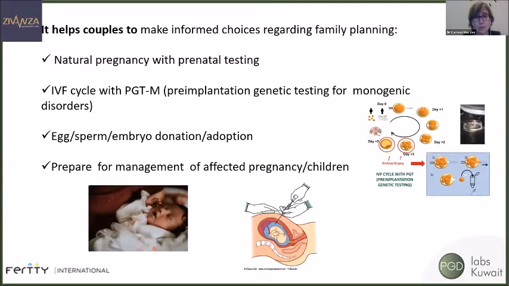Also, they can decide to go for egg, sperm, or embryo donation, or adoption, depending on the legislation of the country, obviously. And also, they can prepare for management of an affected pregnancy and child if they want to go ahead with a pregnancy without any test.